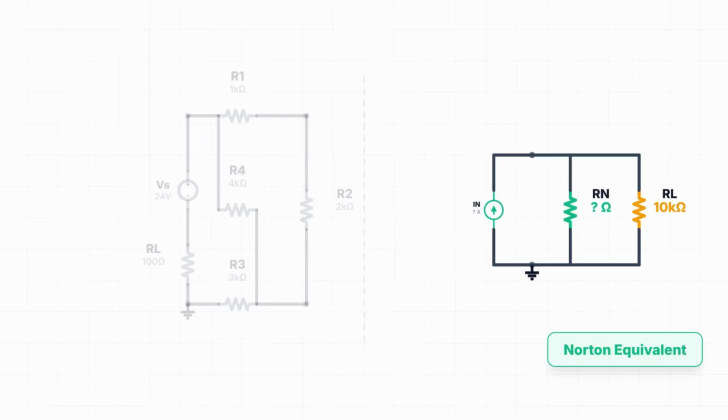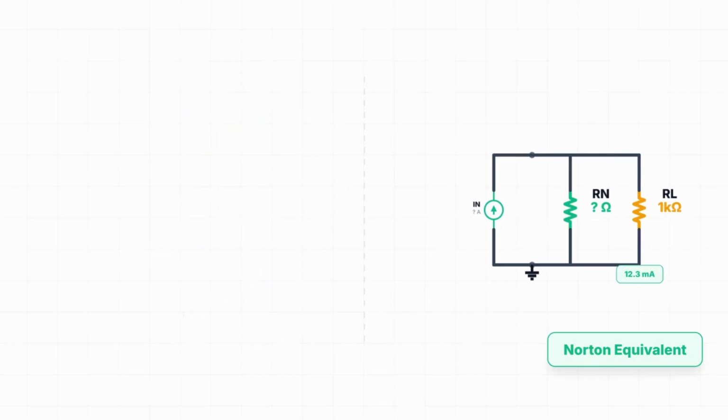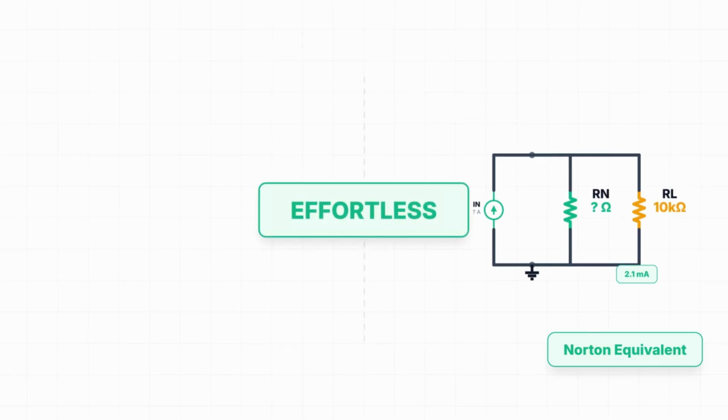From the perspective of your load resistor, this simple model behaves exactly like the original monster circuit. It provides the exact same voltage and current. So instead of solving a complex system 5 times, you solve it once to find your Norton equivalent. Then, changing components is effortless.